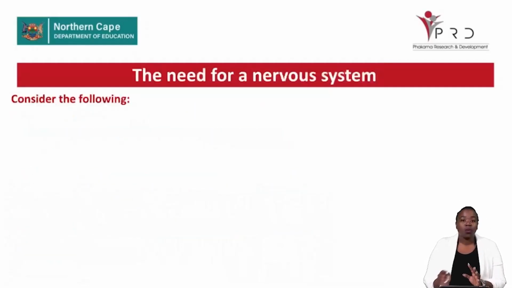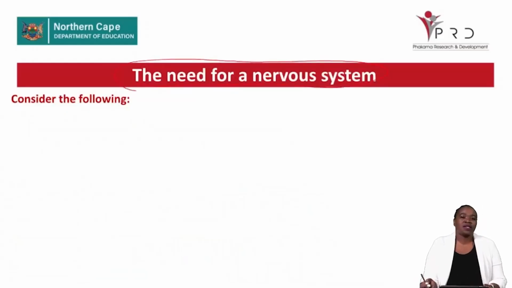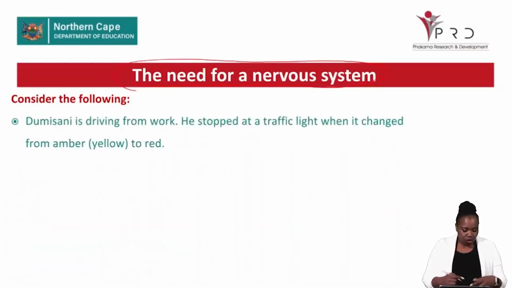Okay, now why do we need the nervous system? Why is the nervous system so important? I'm just going to give you a scenario, and then we're going to analyze how the nervous system is important in this case. It says here, Dumisani is driving from work. He stopped at a traffic light when it changed from amber or yellow to red.